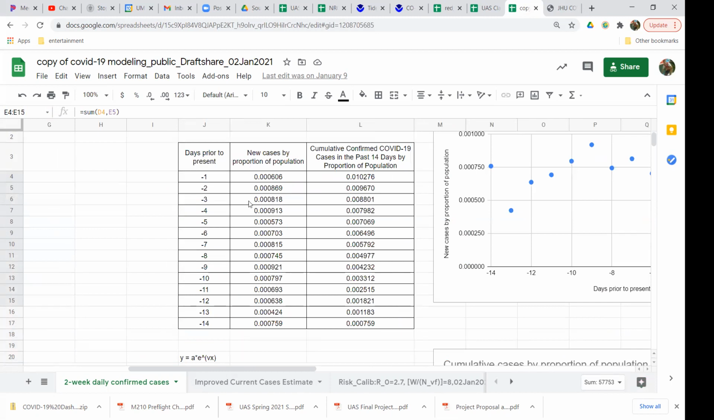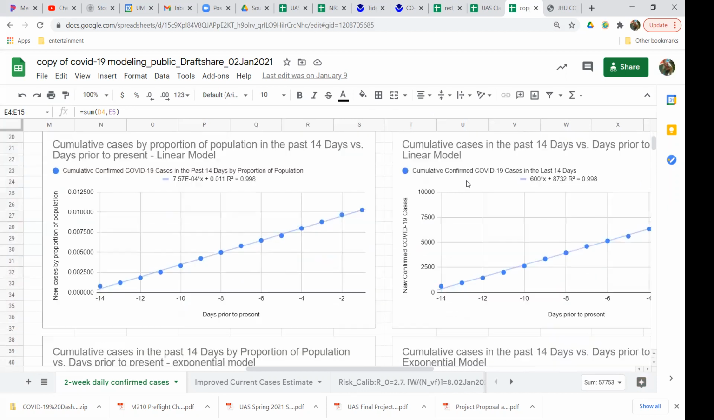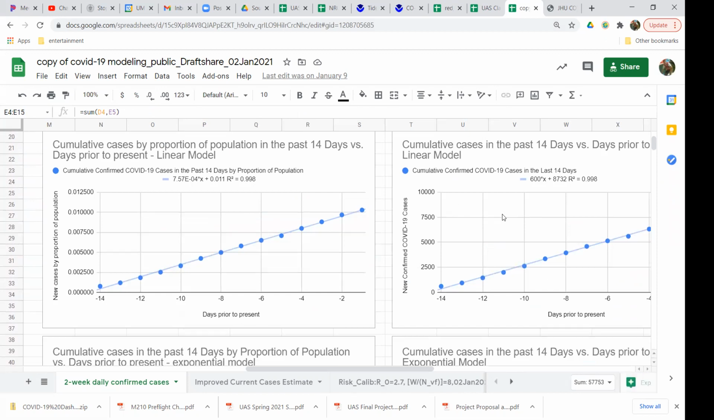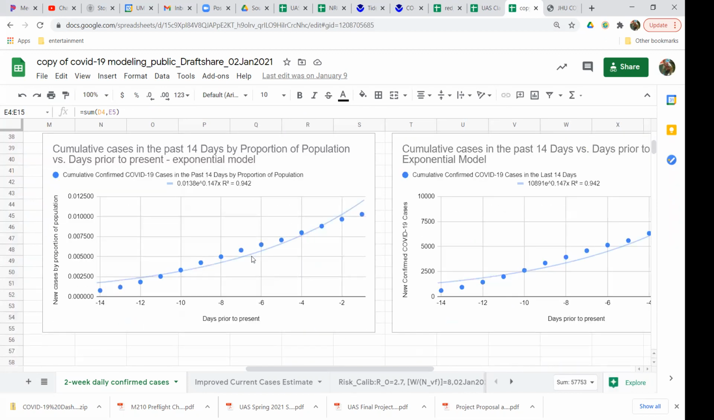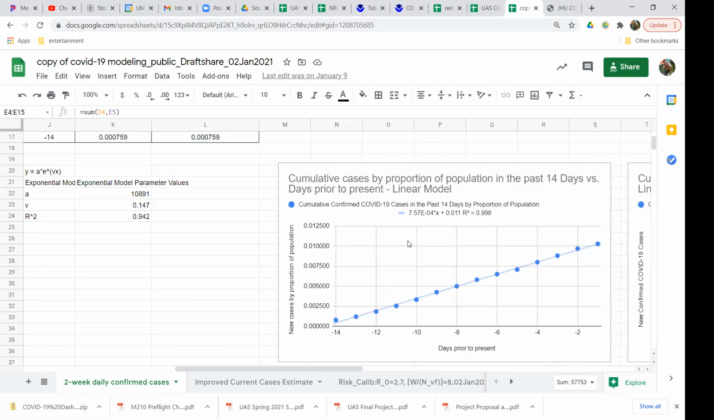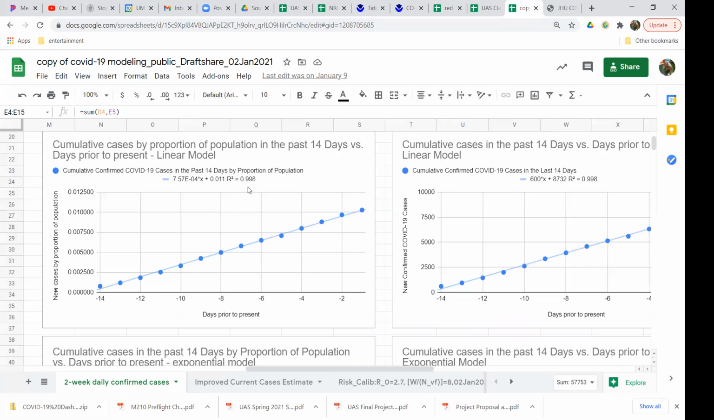Scrolling over, the population, new cases by portion of population, and cumulative cases by portion of population fill out in the spreadsheet. And then these graphs will also populate. You have both a linear fit as well as an exponential fit, and you can try to figure out which one fits better for the current case. You can try to eyeball it, but you can also just look at the R-squared number to see which is the better fit. In this case, it was the linear case. This was from back on December 20th, 2020.